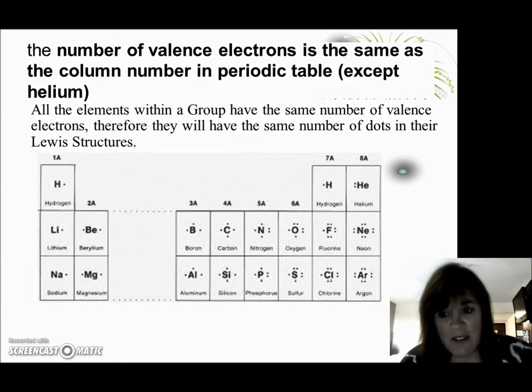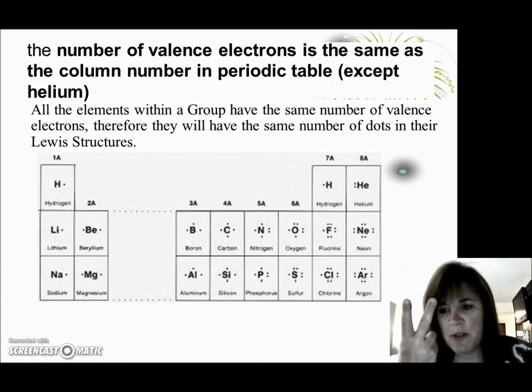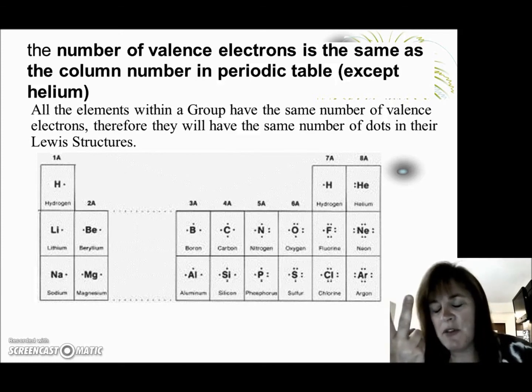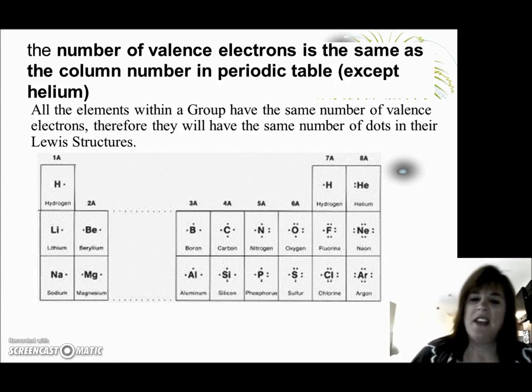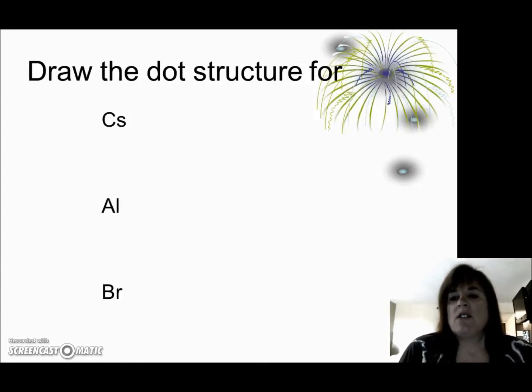Now helium can't have 8 because its atomic number is 2, which means its number of protons and the number of electrons in a neutral atom would be 2. So, sorry, no 8 for you. So let's take a look. Find these on the periodic table and then draw an electron dot structure for them. Pause the video, see if you get it right.